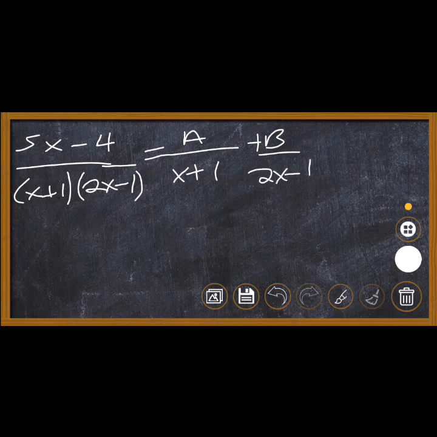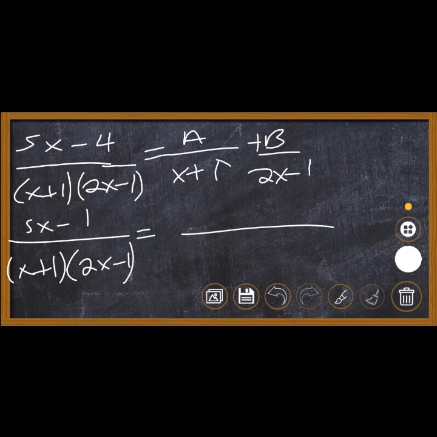So in this case, let's find the common denominator on the right side. Here we have 5x minus 1 over (x + 1) and (2x - 1). Our common denominator will be the multiplication of the denominators, so we are going to have (x + 1) and then (2x - 1).